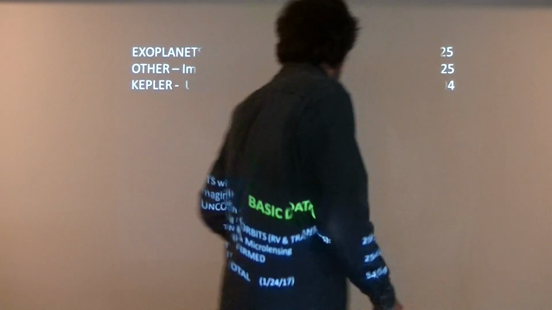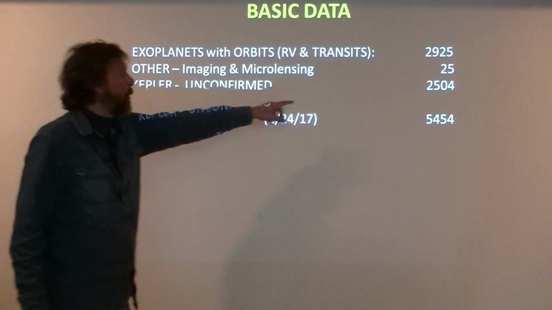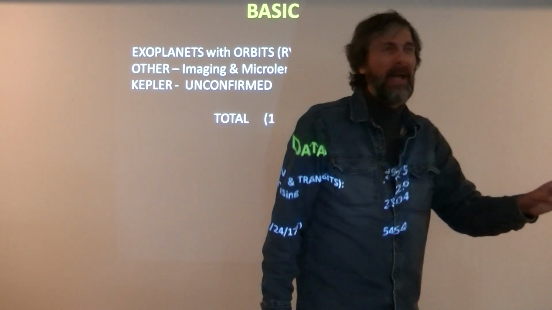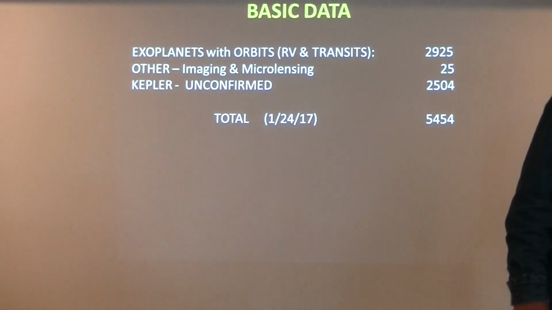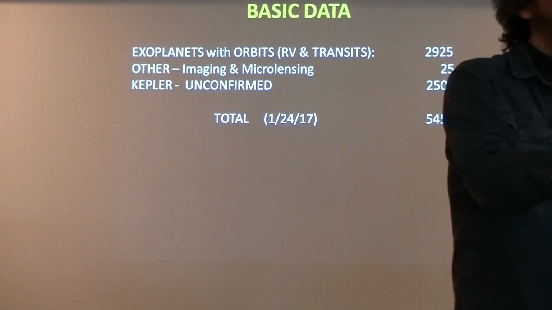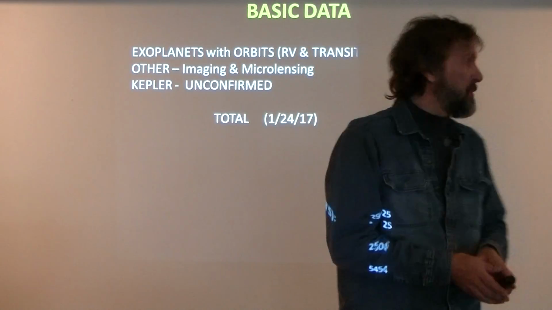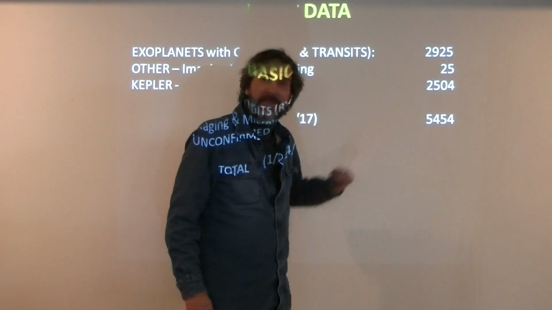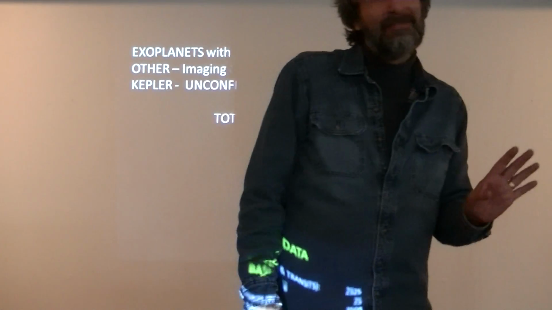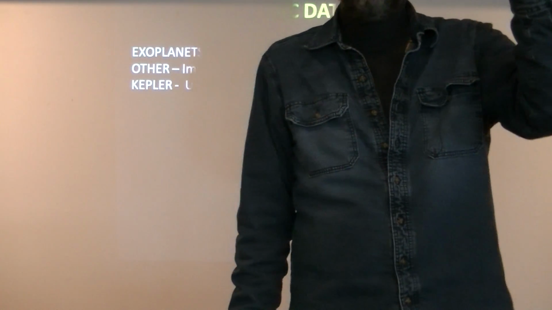Then there's a whole 2,500 planets identified by Kepler as being probable planets, but they haven't been followed up yet. They haven't confirmed them. You want to confirm them by going out and trying to measure the radial velocities and guarantee they're planets. So we know they're there, we just haven't gone back and proved it. So right now, the total number of planets is 5,500 basically, compared to 22 years ago, 0.